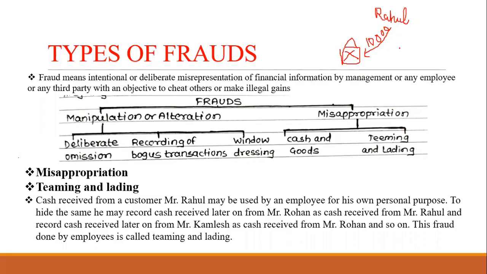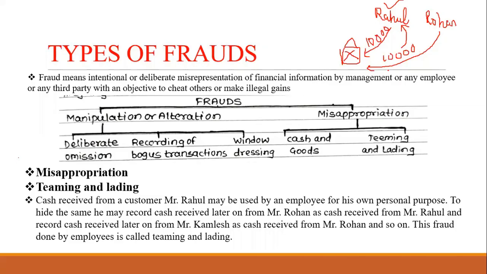Now, to hide the same, there's another customer who came, named Rohan. He gave rupees 10,000 to be deposited in the company's account. So now what you did here is, you didn't record Rohan's amount in the books of the company. You recorded Rohan's amount in the books of Rahul. You get that point? Rahul gave you money, you used it. Someone else gave you money, you put that amount in Rahul's account. So Rahul's account is cleared now. Now Rohan's amount is pending.